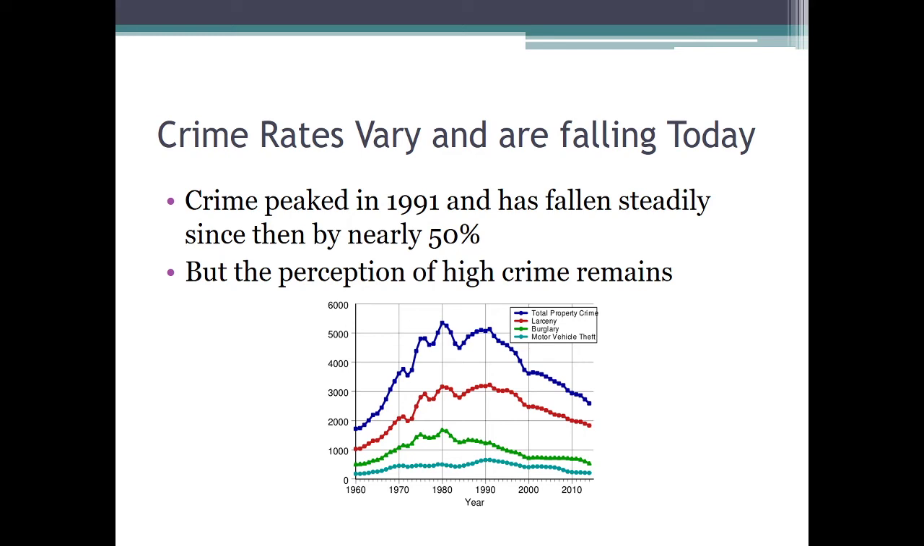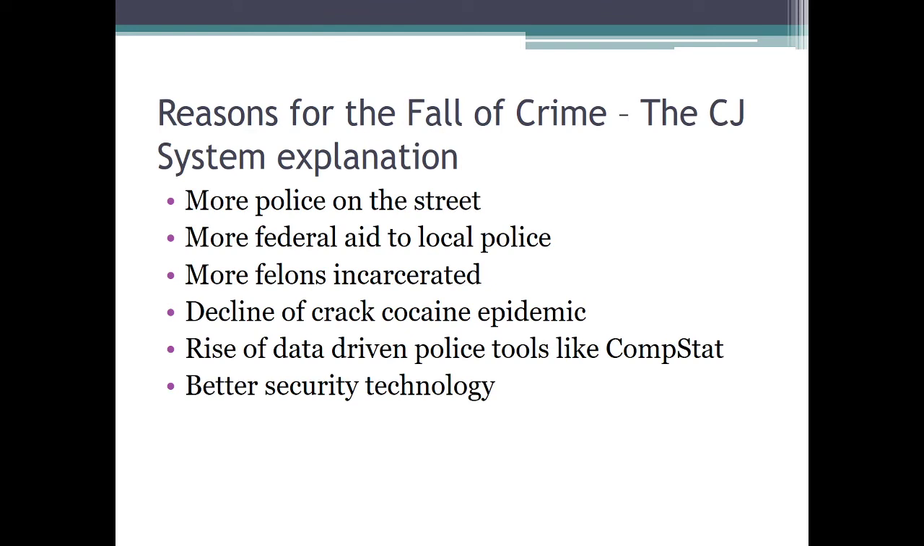There's lots of different reasons for this. So what are some of the reasons your book offers? And I'm going to list these for you, although I have some real problems with them. So more police on the street, okay, fall of crime. More federal aid, okay. More felons locked up, all right. Decline in the crack cocaine epidemic, gotcha. Deployment of tools like CompStat and better security technology.